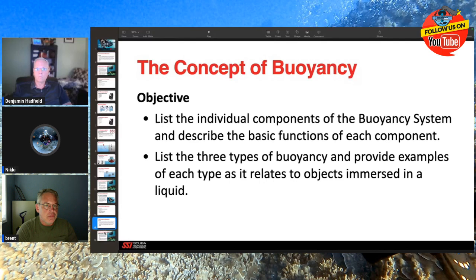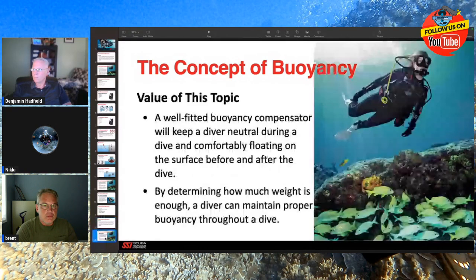And just to kind of bring it all back together, the value of this topic is that as we have that well-footed buoyancy compensator that we've dialed in after we've made our purchase, right? That will help keep us as a diver in a neutral position during the dive and comfortably floating on the surface before and after. And then it will also help us to be able to determine how much weight is needed so that we can maintain that buoyancy throughout our dive. So I thank you all for helping me describe the concept of buoyancy tonight.